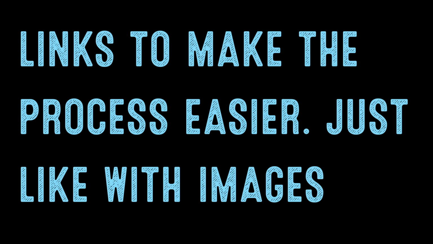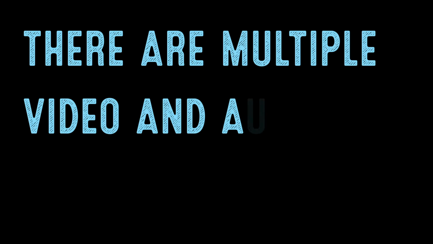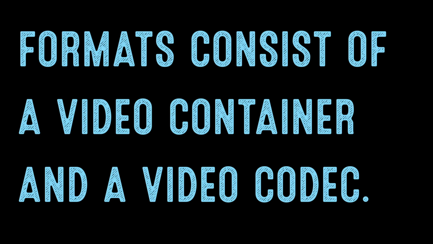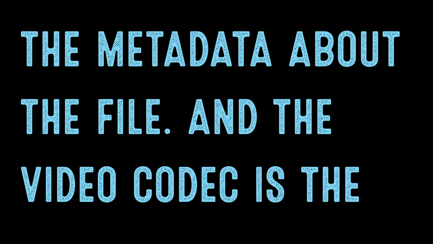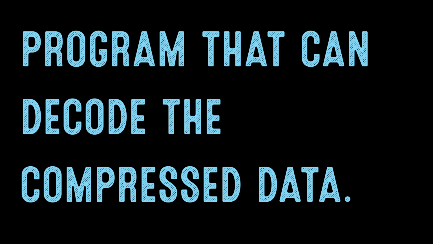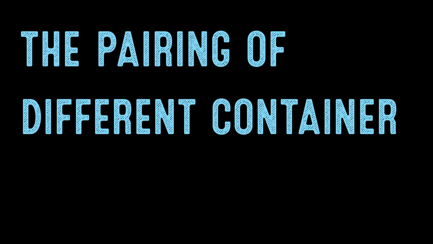Just like with images, there are multiple video and audio formats. Video file formats consist of a video container and a video codec. The container holds the compressed video coded data alongside its audio coded data. The container also has the metadata about the file, and the video codec is the program that can decode the compressed data. The pairing of different container formats and codecs influence what programs and devices are compatible with the file.